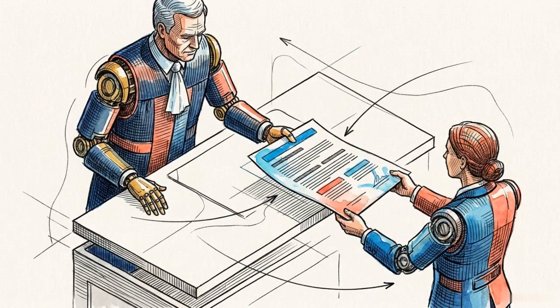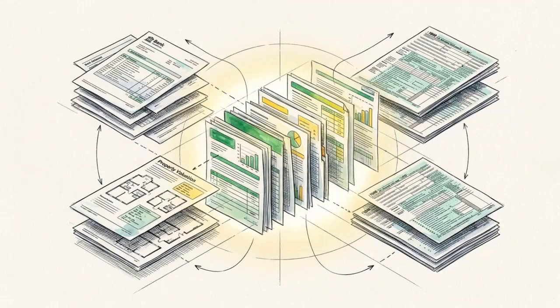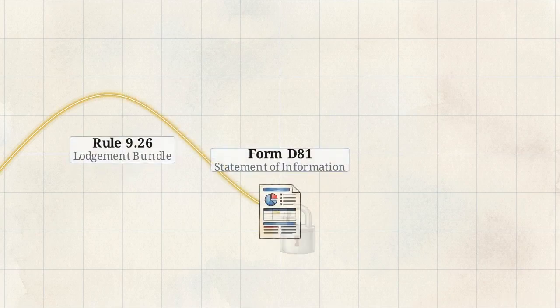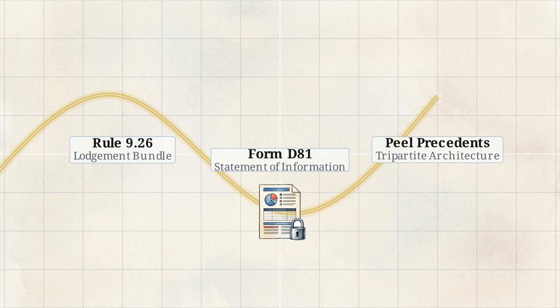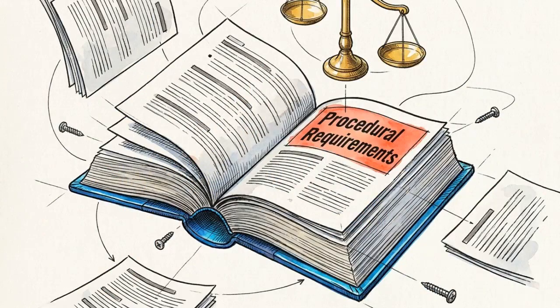Securing this order is not an automatic process. It requires absolute procedural compliance, mandatory financial disclosures, and rigorous structural drafting. We will break down exactly how to navigate this pathway, focusing on the Rule 9.26 Lodgement Bundle, the Form D81 Statement of Information, and the tripartite drafting architecture required by the Kiel precedents. Mastering this formalized procedure is the only way to bridge the gap between an unenforceable promise and a final, unassailable legal reality.